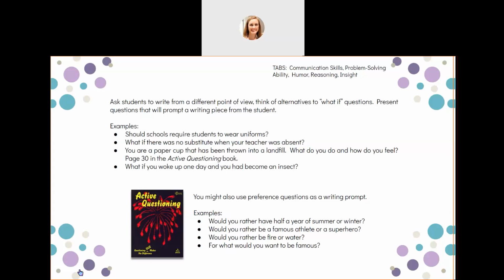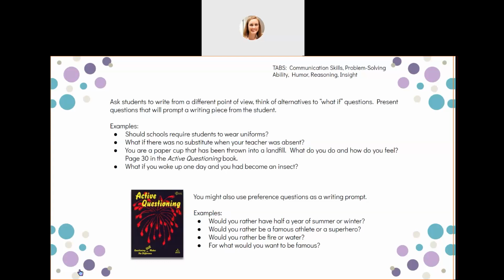You may have to give students a little bit of background on what a landfill looks and sounds like, and you might find a video clip to help you show kids information about a landfill. And then they're looking at it from the perspective of the paper cup, so they have to actually take on that persona of the cup and what they would do and how they would feel.